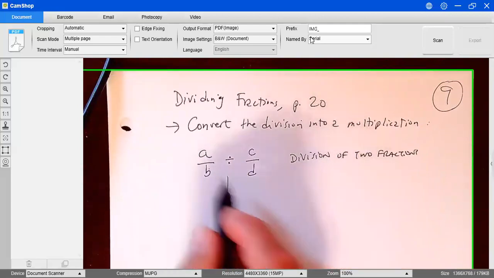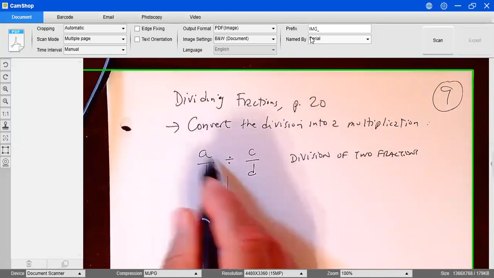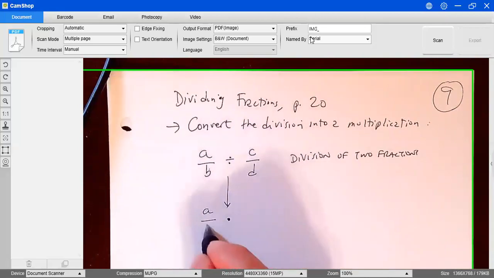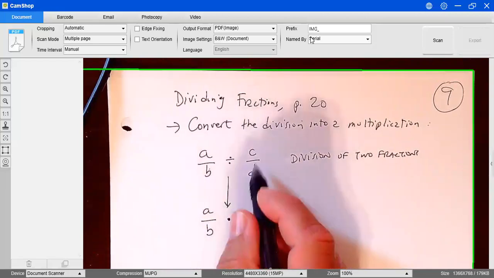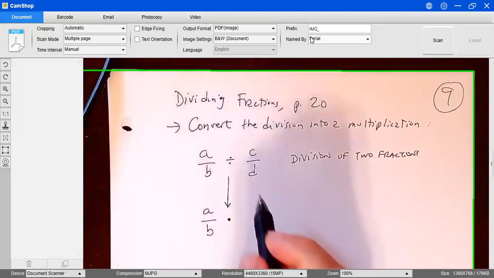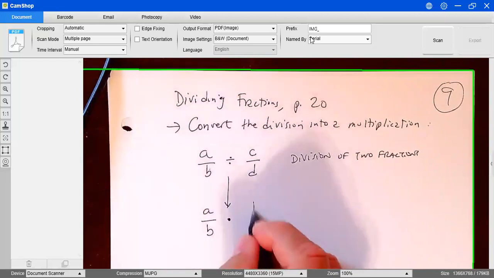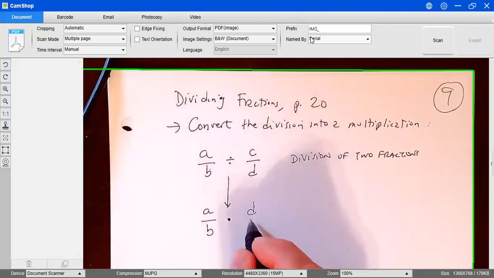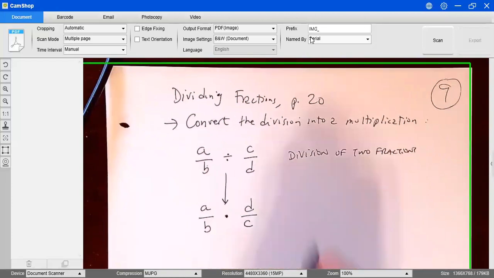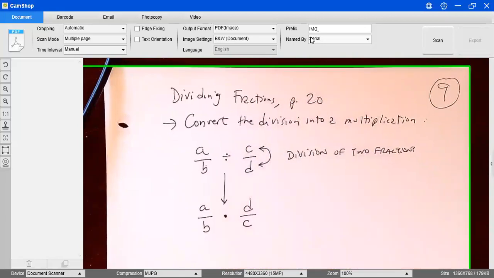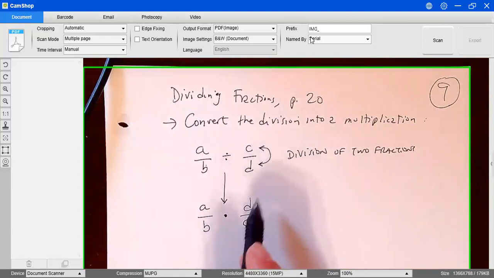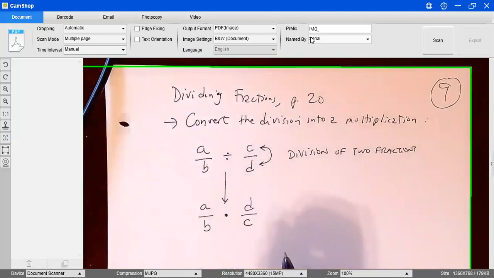So what is the rule? You write the first fraction in the same way. So don't change anything, you write it in the same way. And you write the second fraction changing the numerator and the denominator. So you're gonna write now the denominator as numerator, and the numerator is gonna be now the denominator. So you're gonna interchange these two numbers. So you're gonna flip or swap the second fraction.